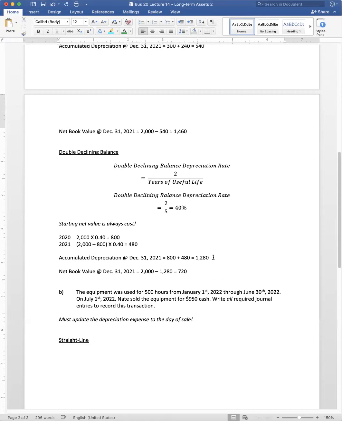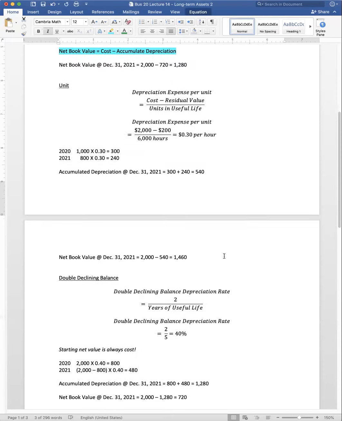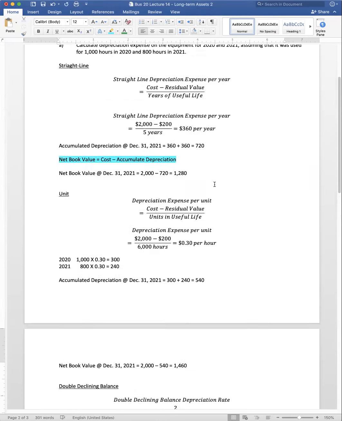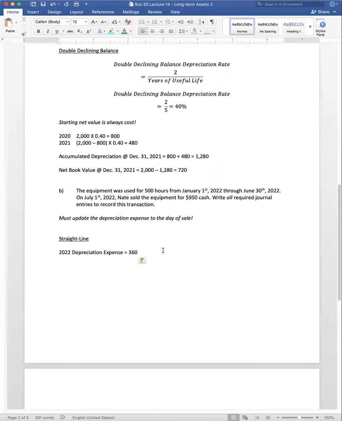Now, under straight line, we already calculated back here, we calculated the depreciation expense is $360 per year. Okay, so that means our depreciation expense for 2022 is going to be $360. But wait a minute, $360, that is per year. That's for a whole 12 months. Did we use the equipment for 12 months in 2022? Well, the answer is no, because we only used it from January 1st through June 30th. That is for half the year, for 6 months.